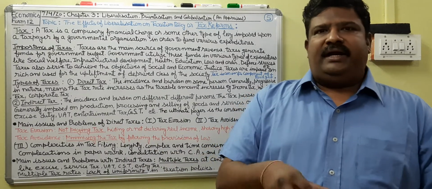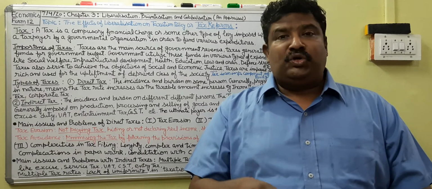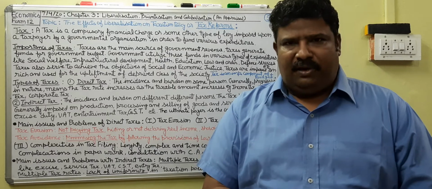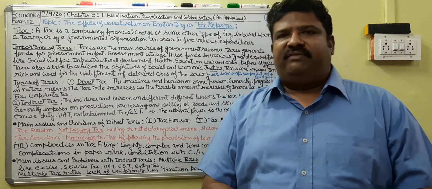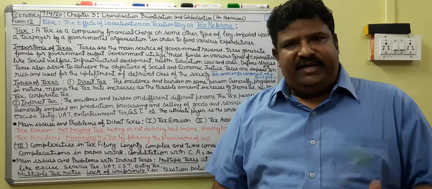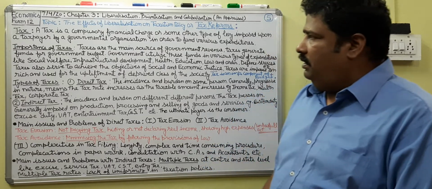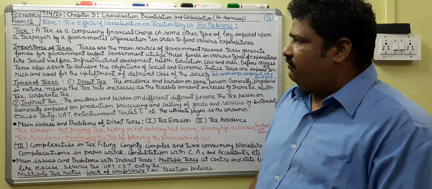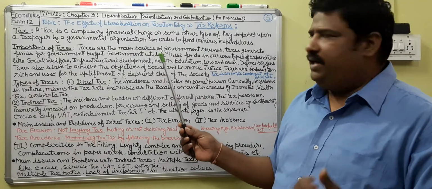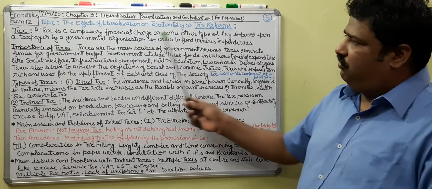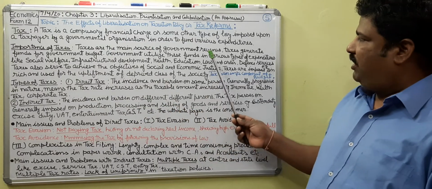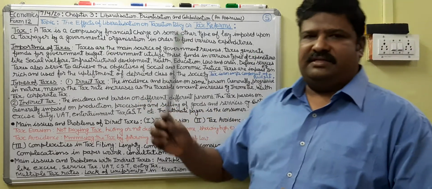Tax is an important constituent of the government budget, and it is related to fiscal policy. Tax is one component that brings an inflow of funds for the government. Regarding the importance of tax, taxes are the main source of government revenue or the government budget. Taxes generate funds for the government budget, and the government utilizes these funds in various types of expenditures.